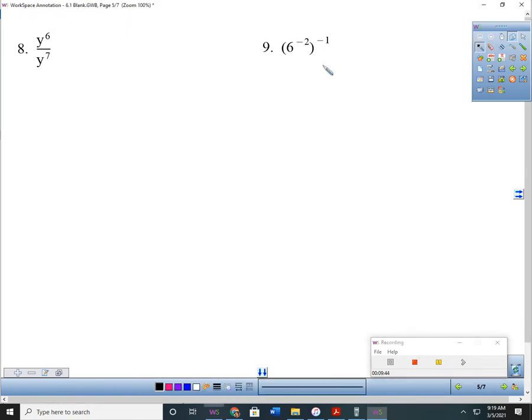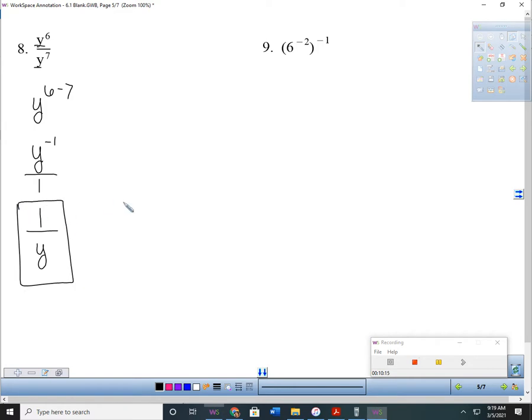All right, so if I look at number 8, I have the same base. It's a y, right? So I'll do y, and then I'm going to do the top minus the bottom. So 6 minus 7, which is going to give me a -1. But I'm going to have to take care of that negative by flipping this. So I put it over 1. So it's 1 over y to the first. But do I need to write the first power here? No. So I'm just done there.